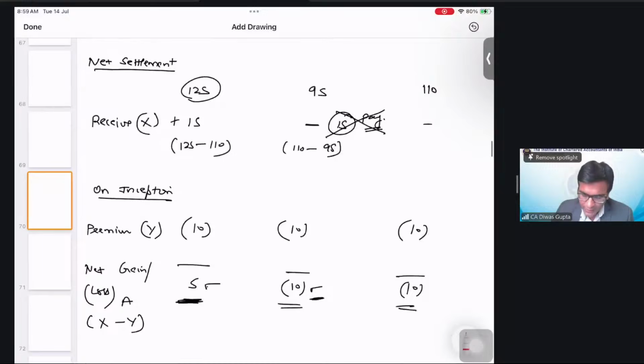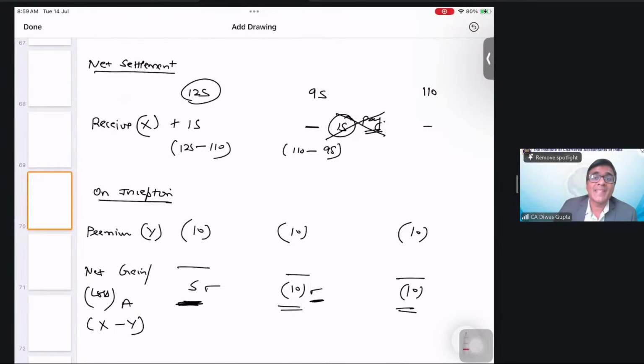In case of a net settlement, students, net settlement will happen basis the strike price and the spot price. So the spot price was 125, the strike price is 110. That means 15 rupees of benefit will come to Mr. A from Miss B. Now for 95, 110 minus 95, should I mention this 15 rupees? The answer is no, because this 15 rupees will not be paid by the holder to the writer, because it's not a futures where we have to honor the commitment. It's only an option, right? And in case of 110, there is nothing to be done over here.